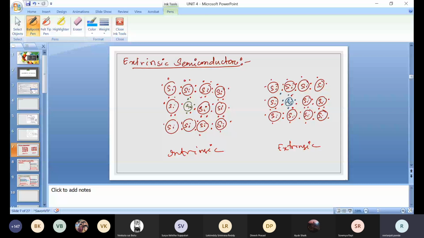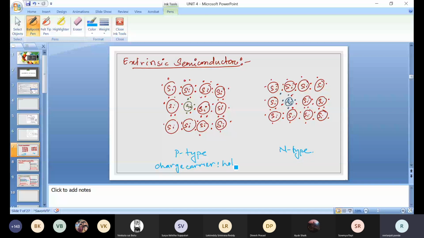So here in this slide, what you can see is that I have drawn two types of extrinsic semiconductors. One is the p type semiconductor, another one is the n type semiconductor. This one is called the p type semiconductor and this one is called the n type semiconductor. Why? Because here the charge carriers are the holes, and here the charge carriers are electrons.